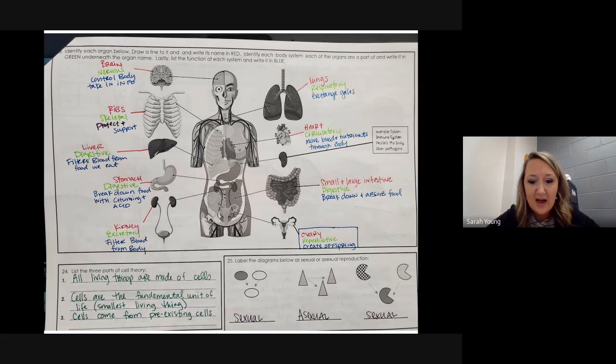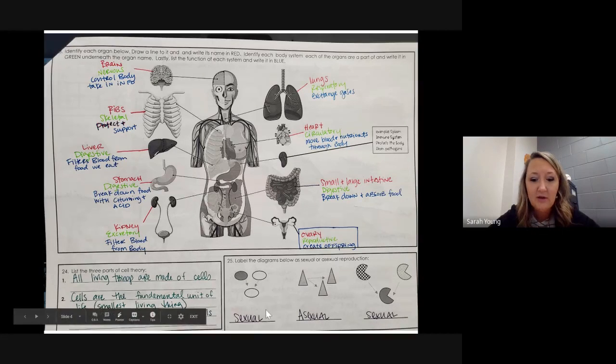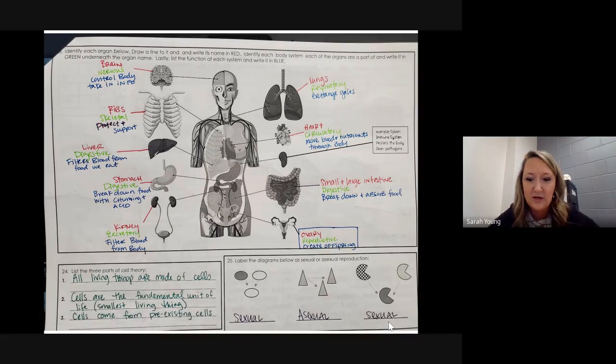On number 25, you have some diagrams here, and some of my in-person kids had a little trouble with this. So if you've got 2 parents, that should just tell you that's sexual reproduction. If you have 1 parent, that's asexual. So the first diagram is going to be sexual reproduction, right? 2 parents and the child looks like one of the parents. Asexual reproduction, splitting from 1 parent into 2. And then 2 different parents producing a different offspring is also sexual reproduction, right?